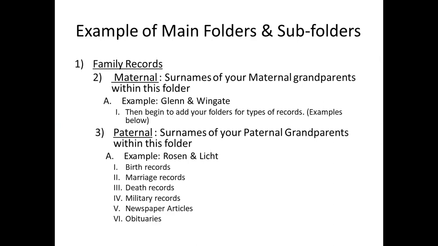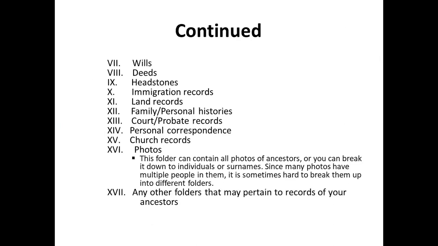Then you begin to add your folders for the types of records, which I have below. For my paternal folder, I have their names, which are Rosen and Litch. Then I have subfolders of birth records, marriage, death, military, newspaper articles, obituaries, wills, deeds, headstones, immigration records, land records, family or personal histories, court or probate records, personal correspondence, church records, photographs.